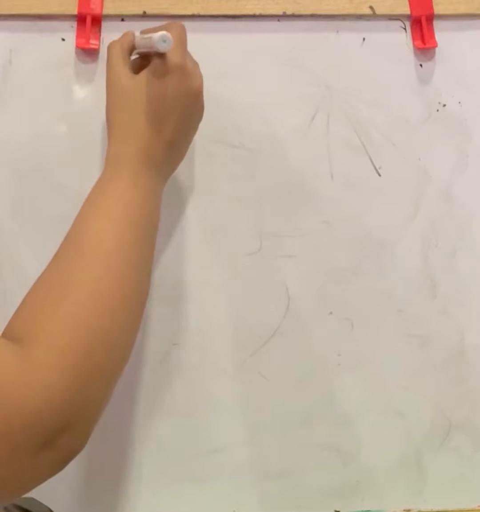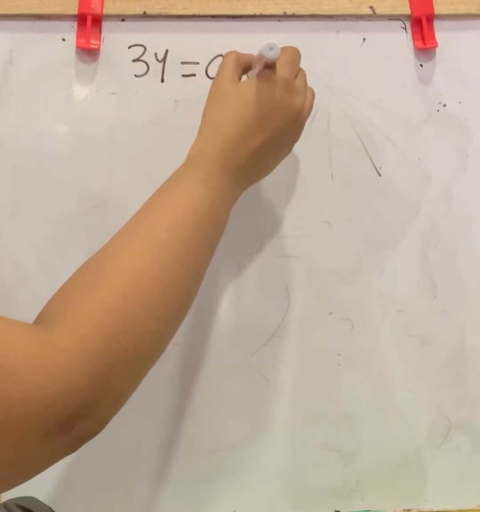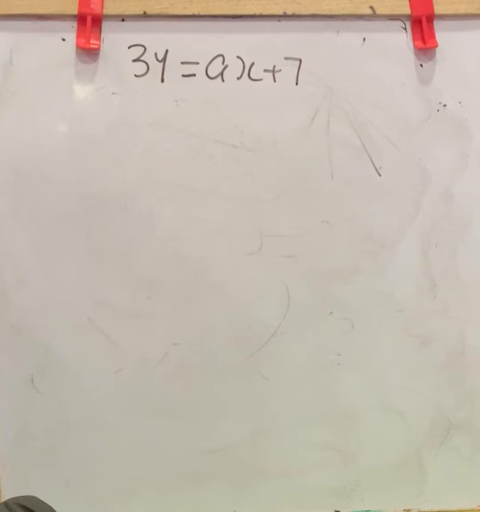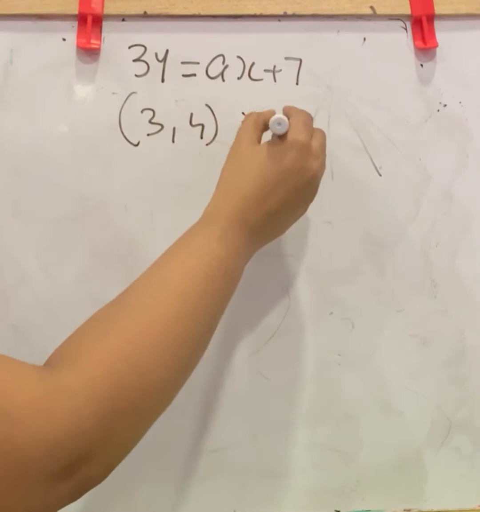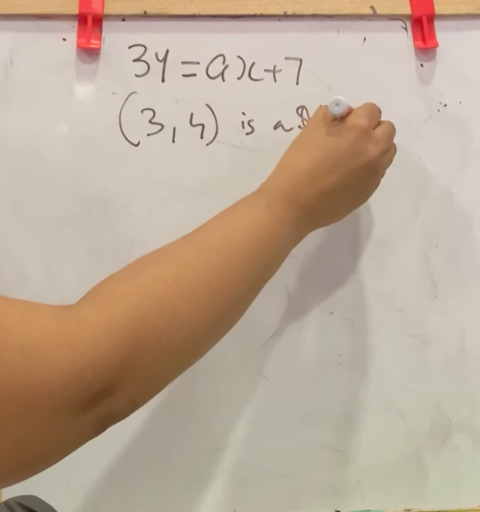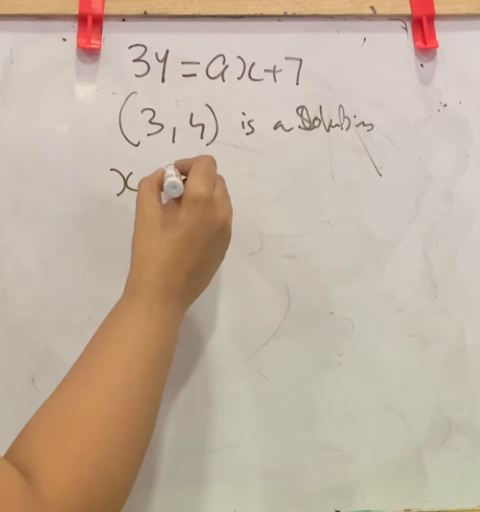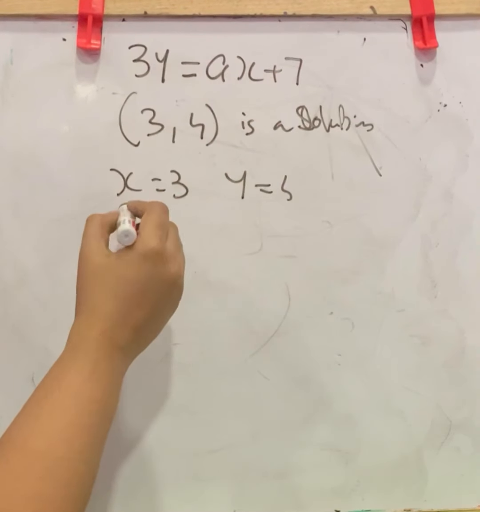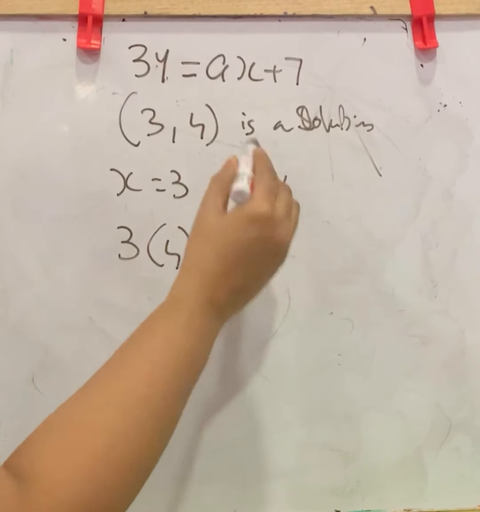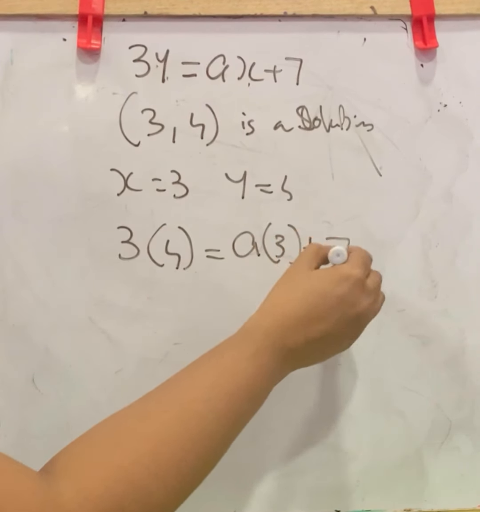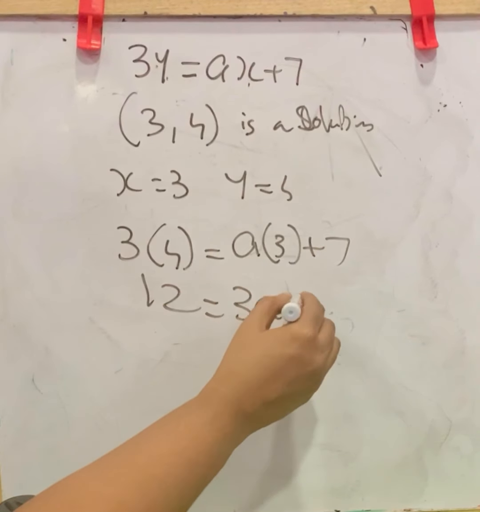Next, if the point 3, 4 lies on the graph of the equation 3y equal to ax plus 7, find the value of a. Given equation is 3y equal to ax plus 7. Now 3, 4 lies on this graph means 3, 4 is a solution. That is x is equal to 3, y equal to 4. Now substitute this. 3 into y, 4, equal to a into x, 3, plus 7. 12 equal to 3a plus 7.